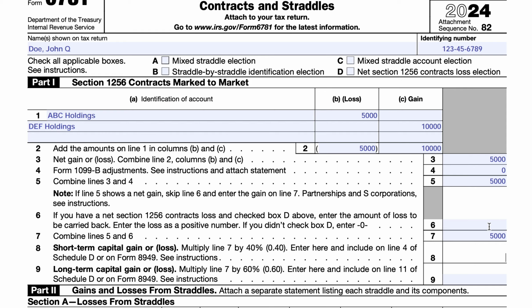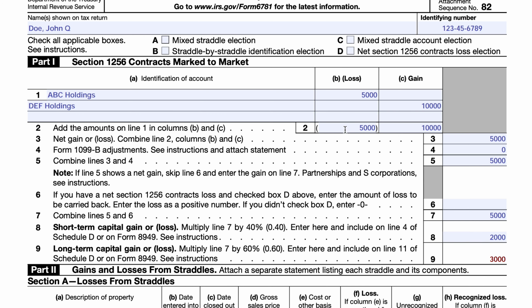So 40% is a $2,000 gain. 60% is a $3,000 gain. And that's how you would do this. And then you would need to make those adjustments year after year. So this could be the same contract the following year. You could be realizing gains and losses in the opposite direction.